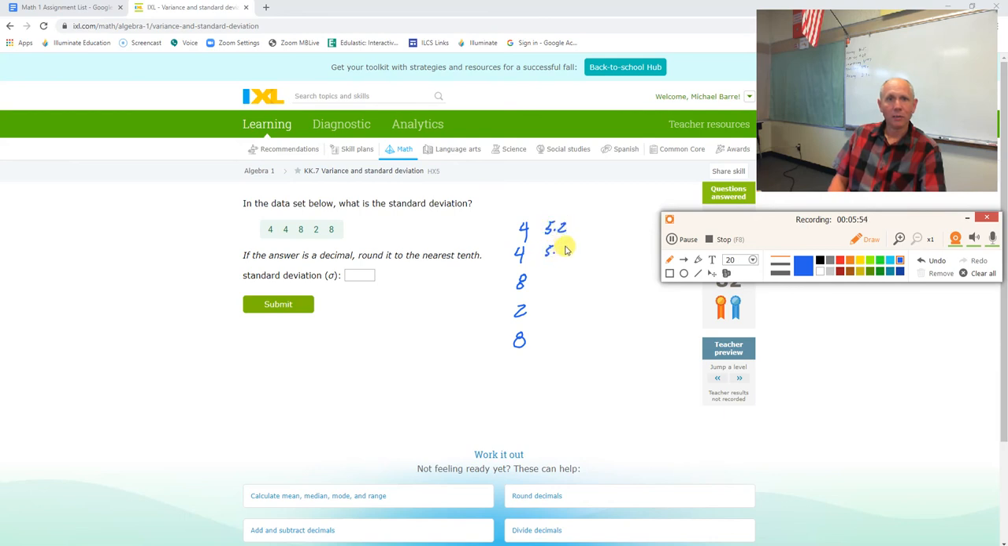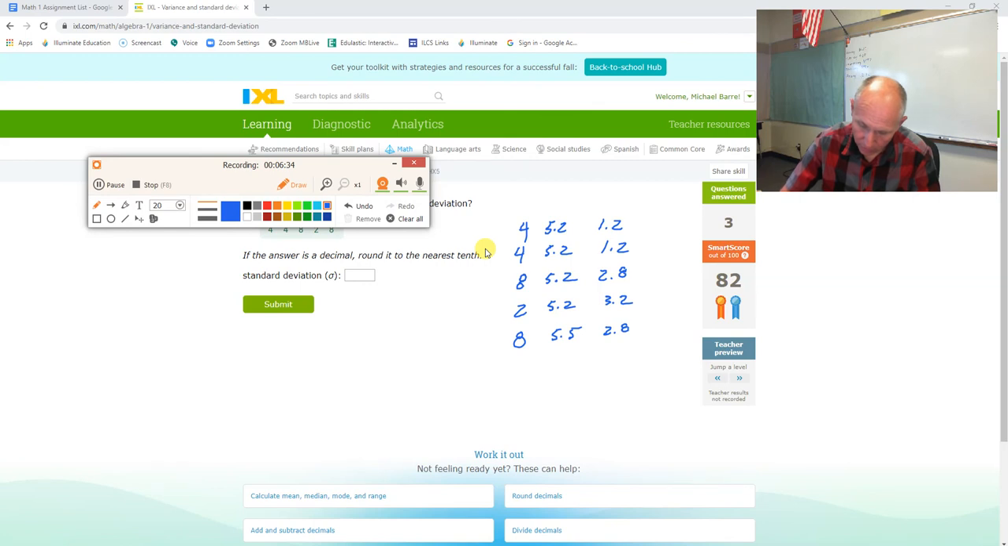5.2. Okay, 5.2 minus 4 is 1.2. 5.2 minus 4 is 1.2. 8 minus 5.2 is 2.8. And then this is 5.2 minus 2, which is 3.2. All right, there are all my deviations. Now I have to square all those deviations.